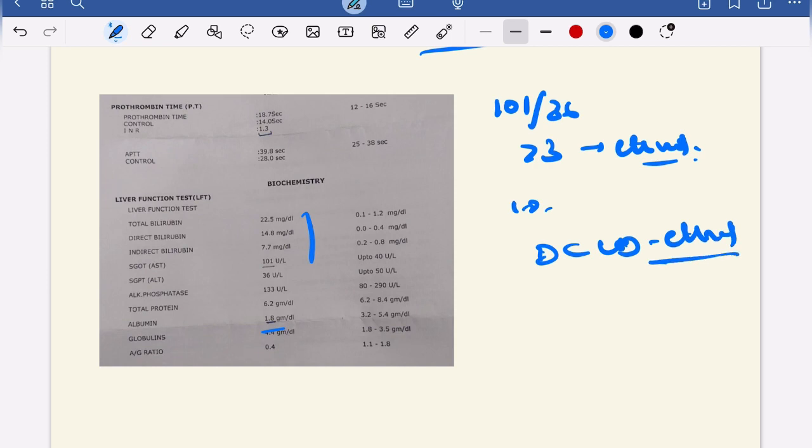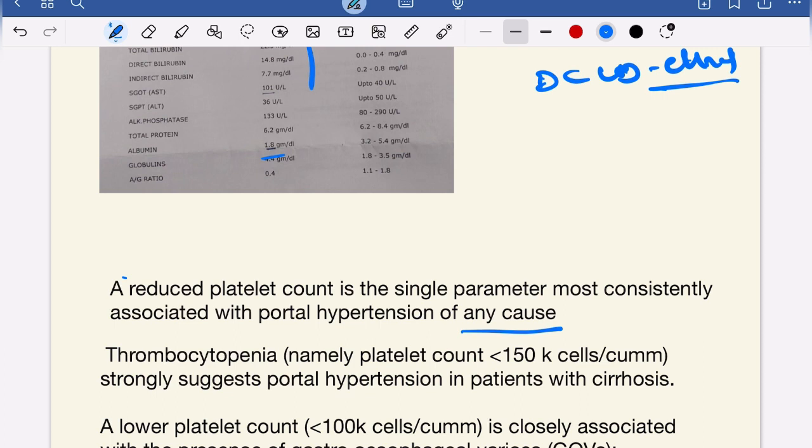Just by looking at the CBC report of this patient, we can predict whether this patient is having portal hypertension or not. These are the lines exactly taken from the textbooks. A reduced platelet count is the single parameter most consistently associated with portal hypertension of any cause. Underline any cause.